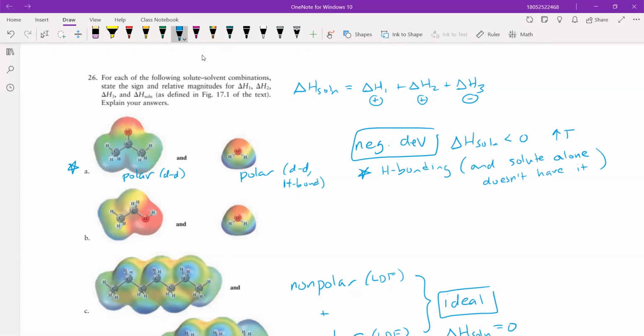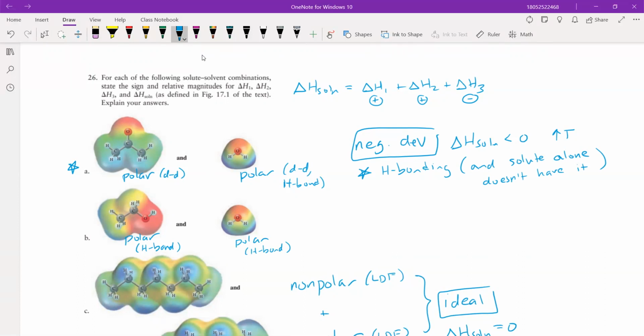Okay, now for the weird one. Part B, you would on first glance say, oh, polar, these things both have hydrogen bonding, dipole and hydrogen bonding. And oh, so they're like the same, and then when I put them together, I still get hydrogen bonding.